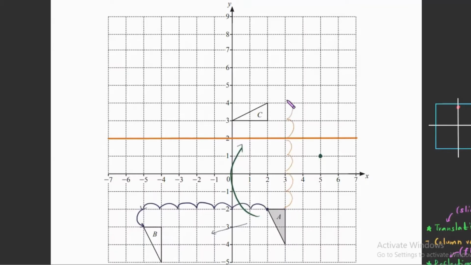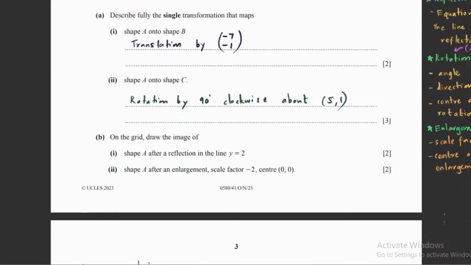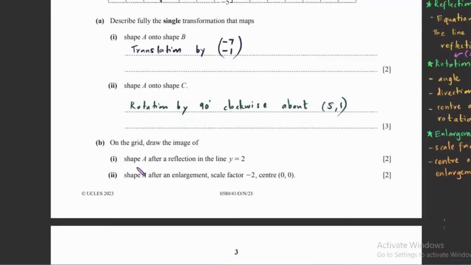You do the same distance on its opposite side. It's going to be 4 units away. This point will be here. This point is 6 units away from the line of reflection, so that will be here. Now we're going to connect this to draw the image. So this is how the image will be for question B1.